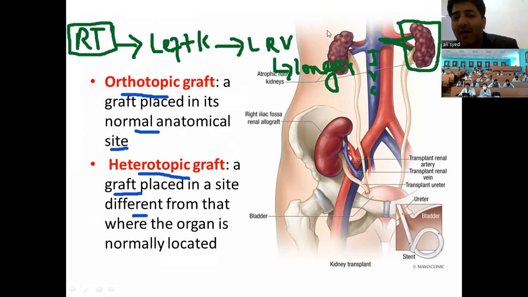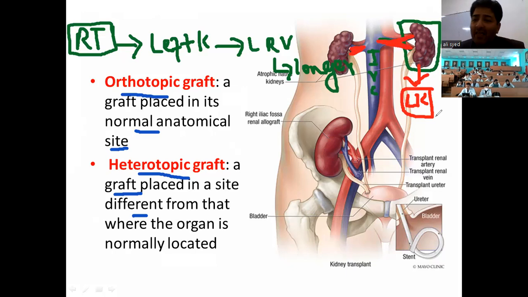See here, I am now highlighting the right renal vein in red color. The right renal vein is shorter. See the diagram also, students. It is shorter. But if I highlight the left renal vein, the left renal vein is longer. That's why I will prefer the left kidney for donation in the patient. That is the number one point you must remember.